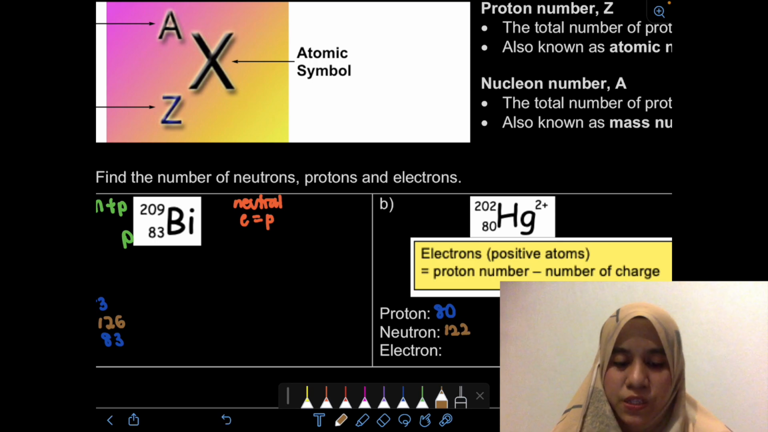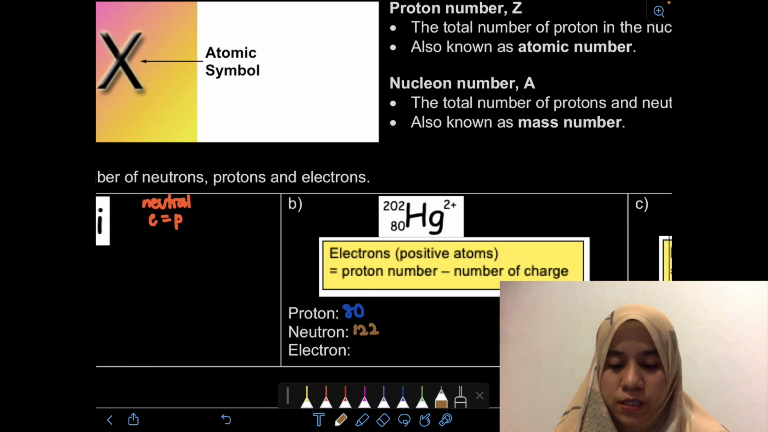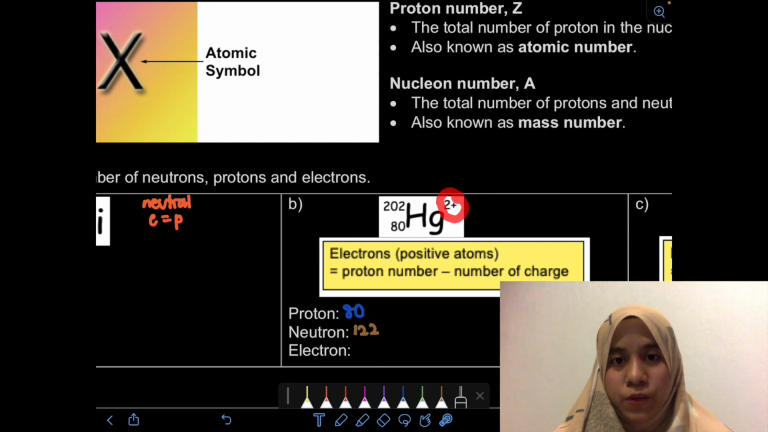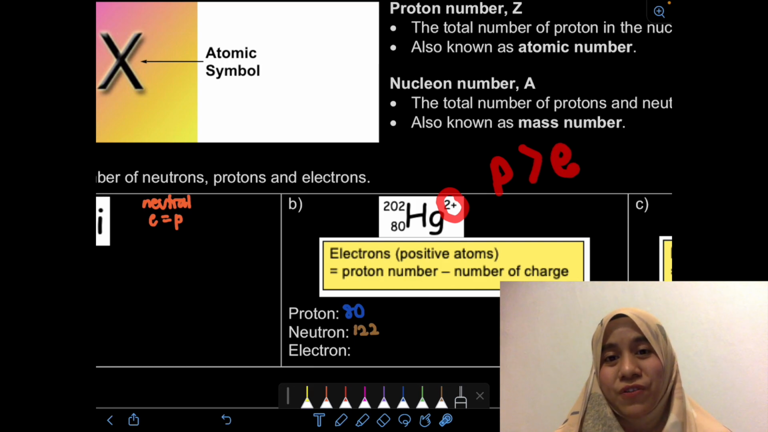Okay, so sekarang ni yang lain sikit. So since this is a positive charge case, the number of electron is not equal to the number of proton. So bila the positive charge ni, what it means is that the number of proton tu is more than the number of electron. So sebab tu lah ada positive charge.